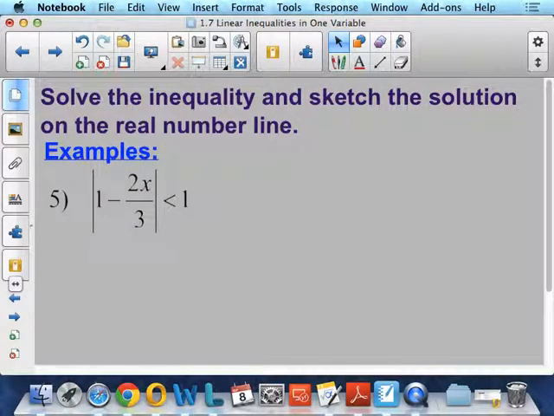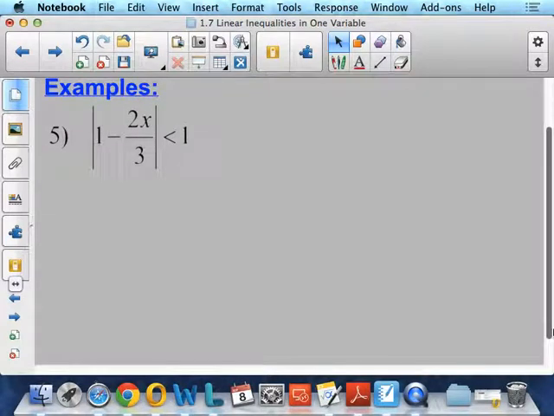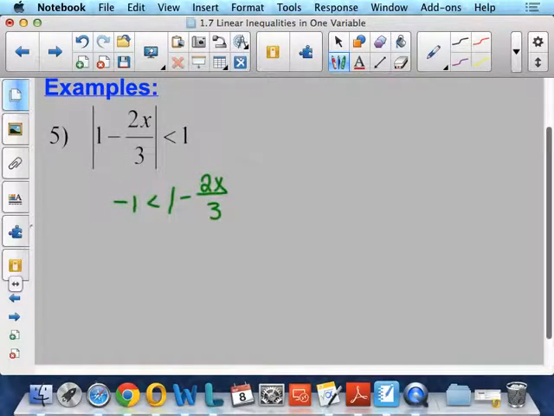Okay, so next example, the absolute value of 1 minus 2x over 3 is less than 1. Again, the absolute value is less than a number, so we're going to have the double inequality. So I'm going to take the negative of the number is less than the part that's in the absolute value is less than the positive of the number.